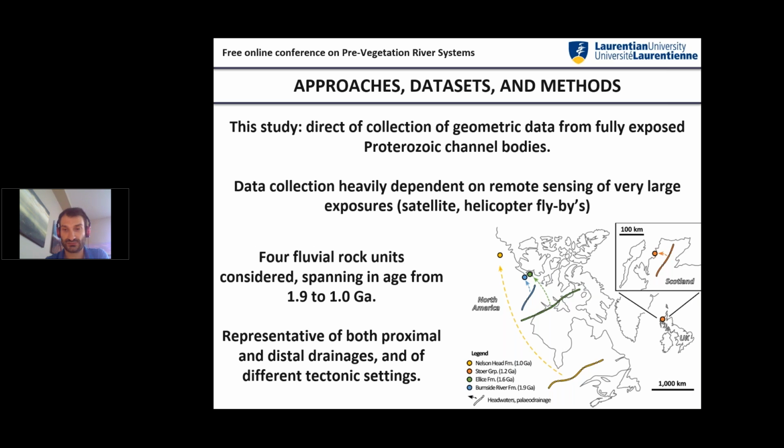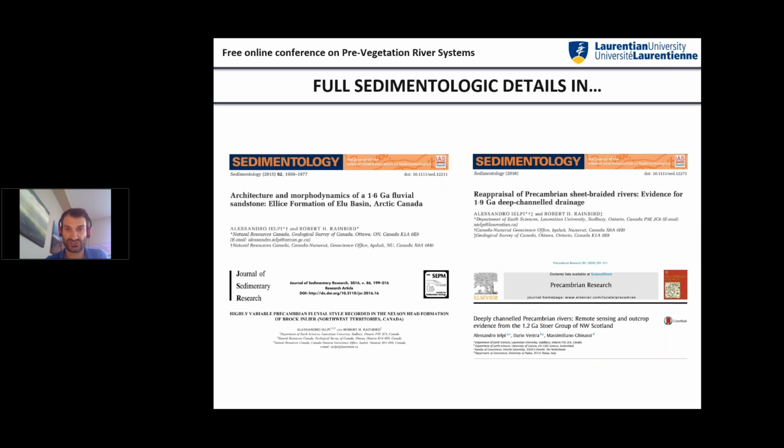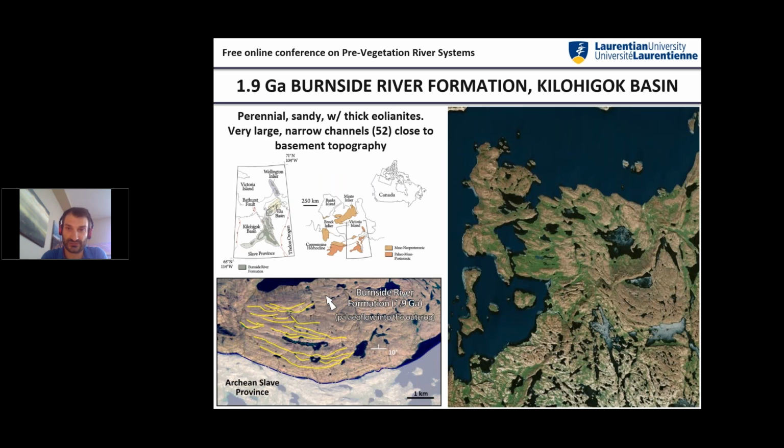I'm not going to spend too much time on the full sedimentological details of each of these formations. I'm just going to skim through them, and there is literature already out there for those who are interested. Starting with the 1.9 Ga Burnside River Formation, we're in Kilohigok Basin. It's a foreland basin related to the Thelon orogen.